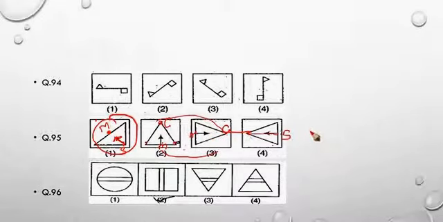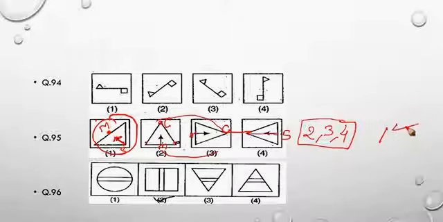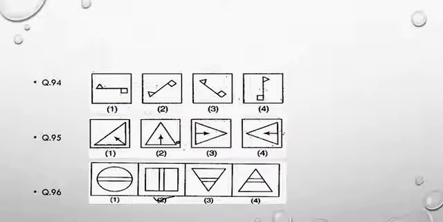So we can say that option 2, 3 and 4 are similar, whereas option 1 is different. So option 1 is the answer for question number 95. Let's go to the next question. Question number 96. There are four different figures given.